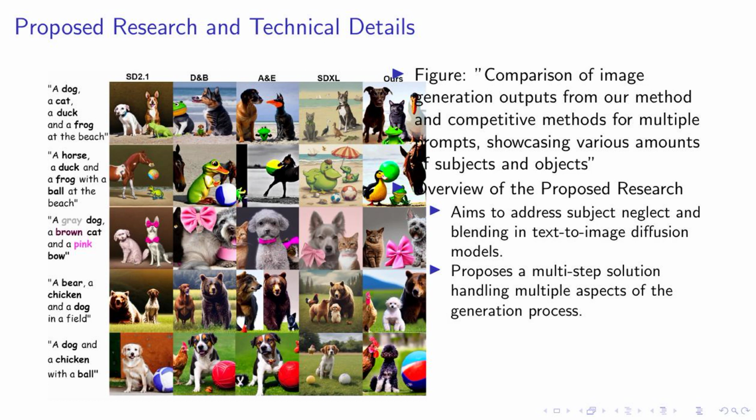To address these issues, we propose a multi-step solution. This solution handles multiple aspects of the generation process, including cross-attention and the latent space. By pulling the generation process during inference time and directly editing the latent space, we can significantly enhance the ability of these models to generate images with multiple subjects. In essence, our method improves the overall performance of subject appearance in the scene, making it possible to create more complex and accurate images. Stay tuned as we delve into the specifics of our method in the upcoming slides.